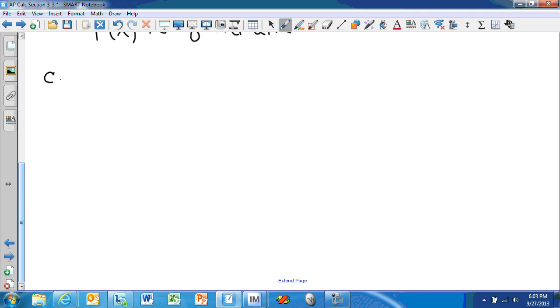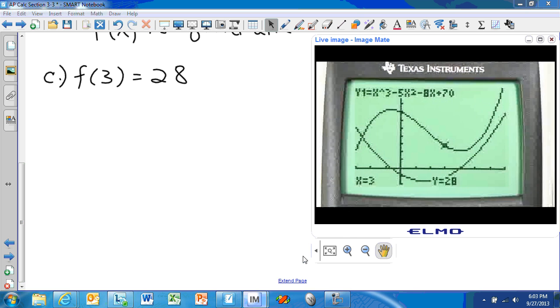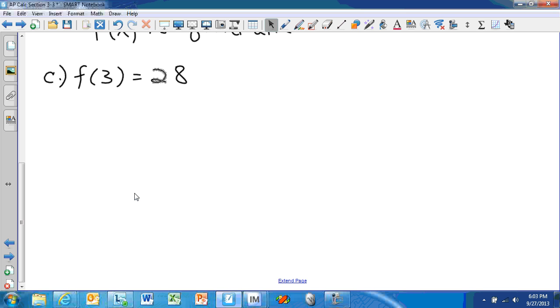So part C, f of 3 is equal to 28. And let's also have the calculator find for us f prime of 3. So I'm going to jump down to f prime and just type in 3, and I get, it's hard to see that, that is a negative 11 there. We are below the x-axis, so that's a negative 11. F prime of 3 is negative 11. My cursor was right on top of that minus sign. All right, we get a negative 11 there.